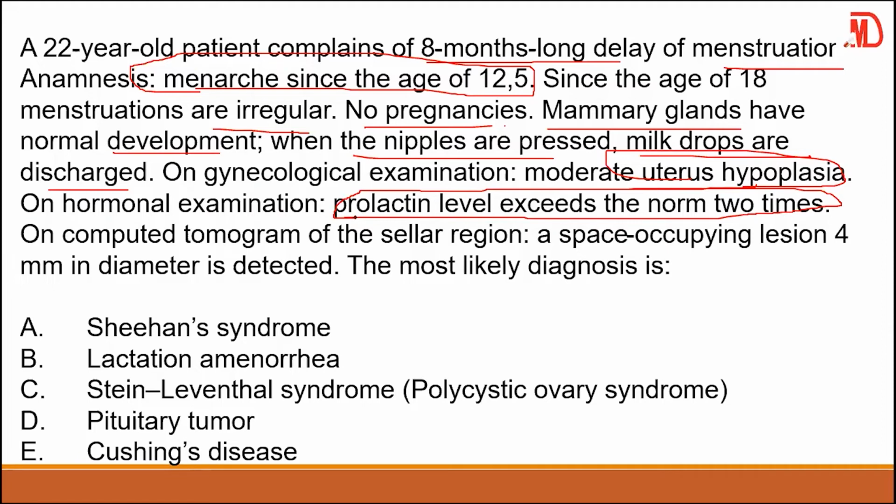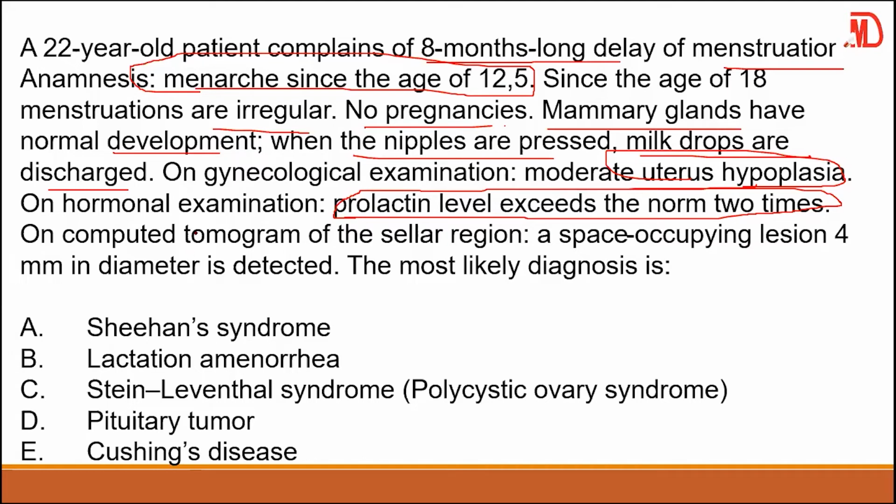What organ is responsible for the production of prolactin? Please, who can tell me? Quick. Hypophysis. Yes, hypophysis, the pituitary gland, is responsible for the production of prolactin.